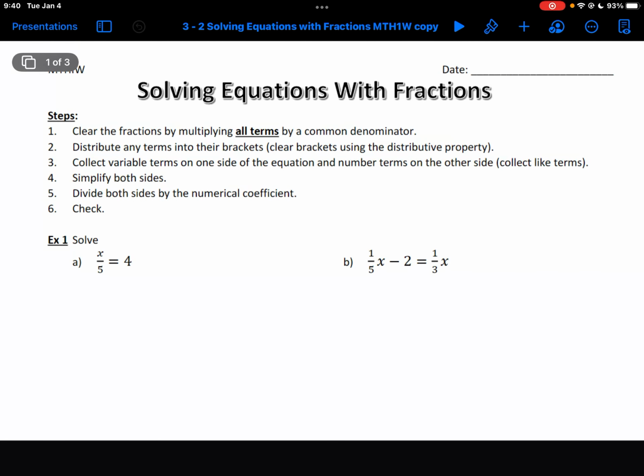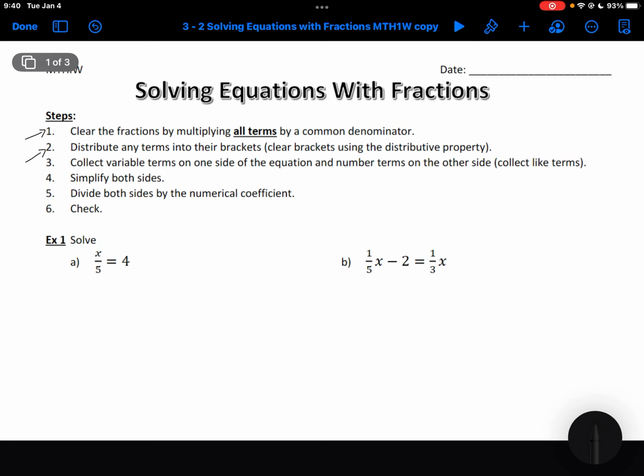This video goes over how to solve equations with fractions. So the first thing that we want to do is clear all the fractions by multiplying all the terms by a common denominator. The second thing that we're going to do is distribute any terms into their brackets. So we're getting rid of the brackets.